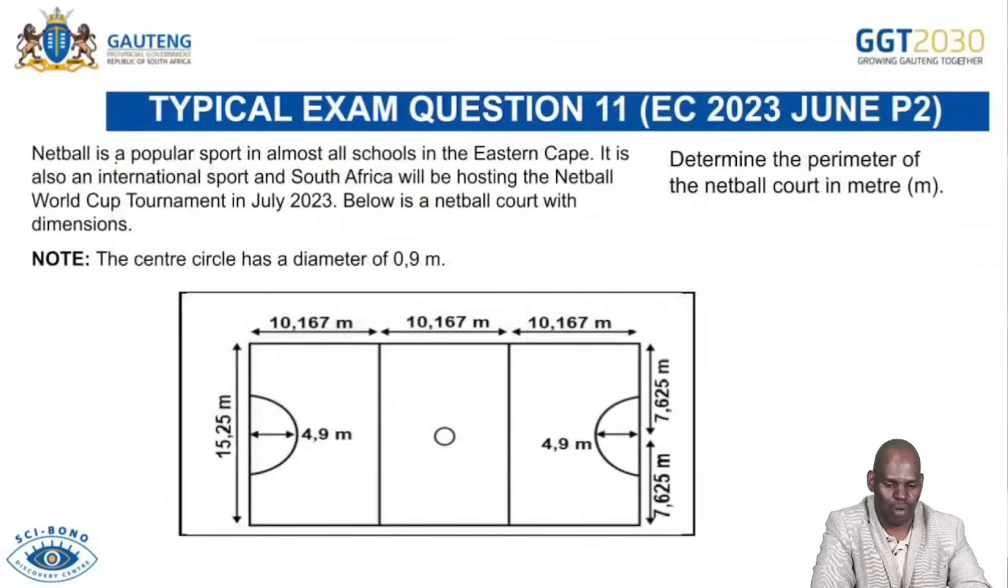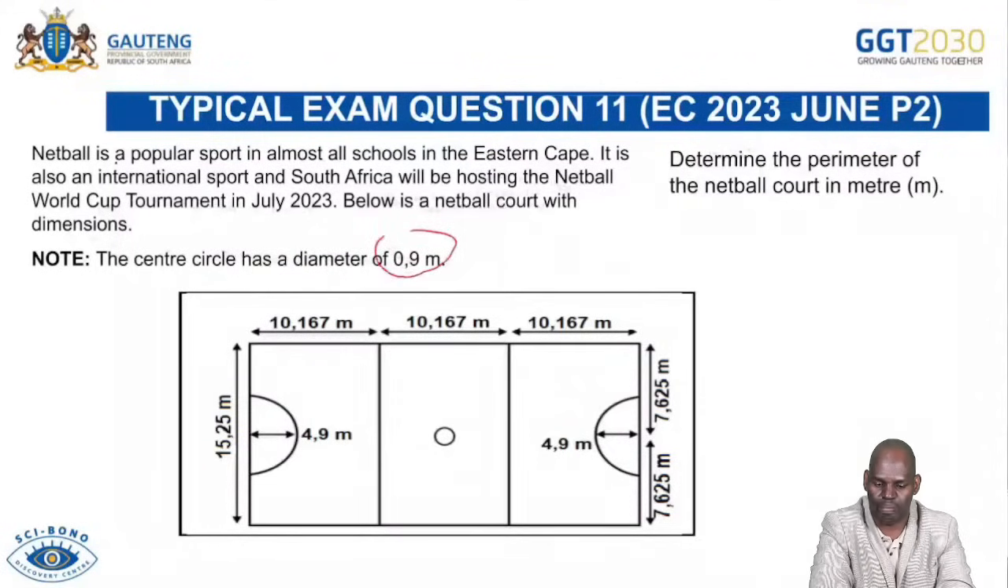Netball is a popular sport in almost all schools in the Eastern Cape. It is also an international sport, and South Africa will be hosting the Netball World Cup tournament in July 2023. Below is a netball court with dimensions. The center of the circle has got a diameter of 0.9 meters. Determine the perimeter of the netball court in meters.